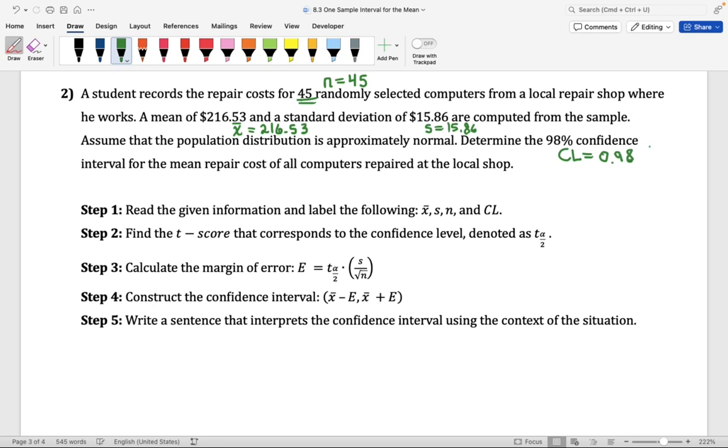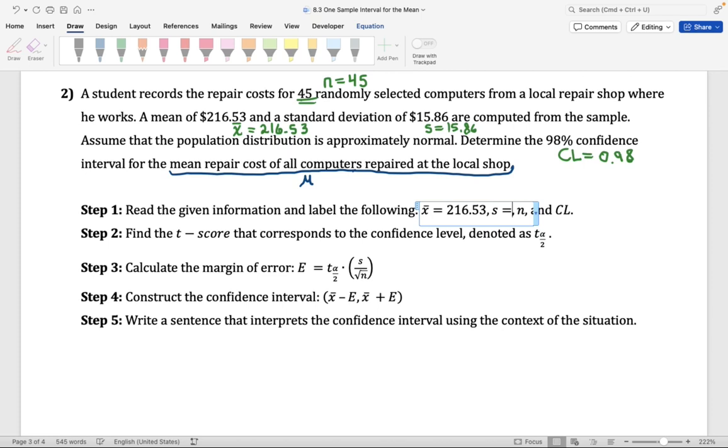Okay? Now notice, we're going to be constructing this confidence interval to estimate the mean repair cost of all computers repaired at this shop. This here is mu. We're wanting to construct a confidence interval to estimate mu. Let's go ahead and follow our steps. You can go ahead and write the steps below. I'm just going to edit what I have here on my screen. I'm going to write the value of X bar here. I'm also going to write the value of S, the value of N, and the value of CL.